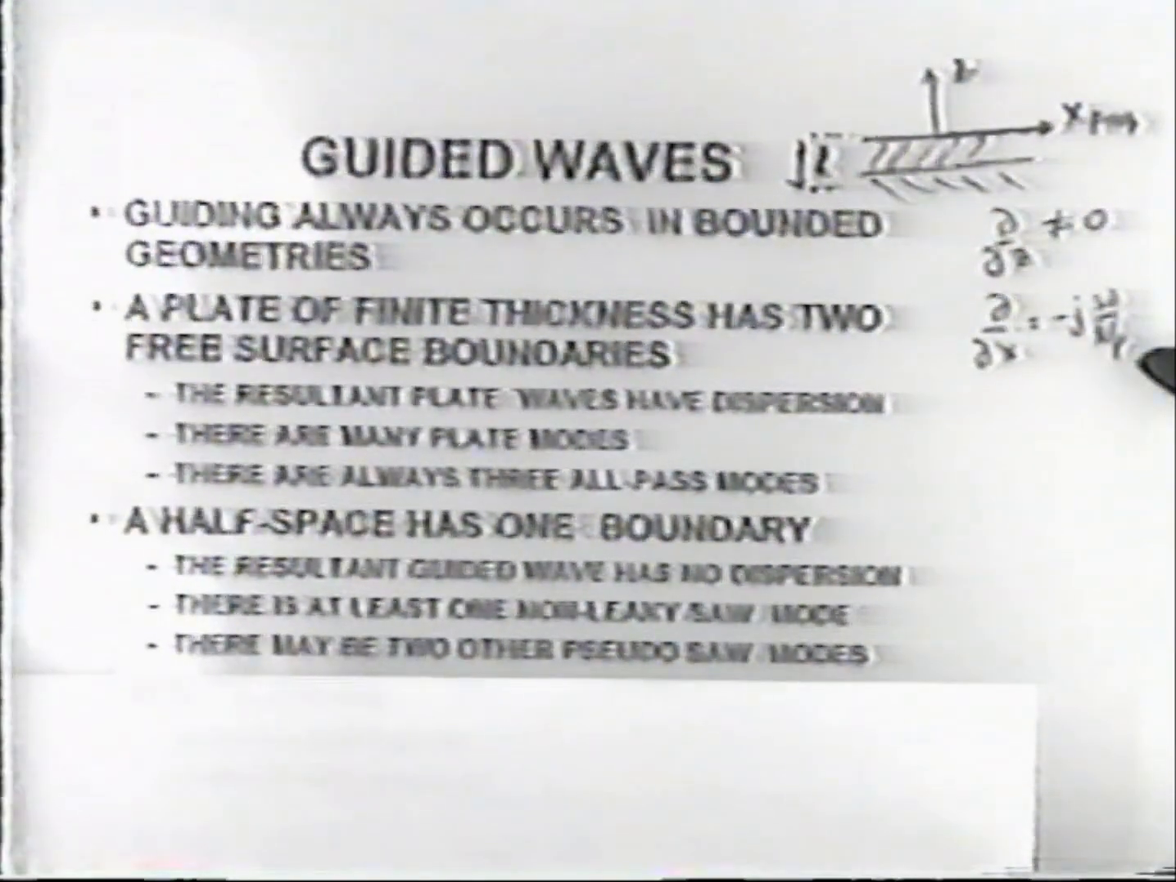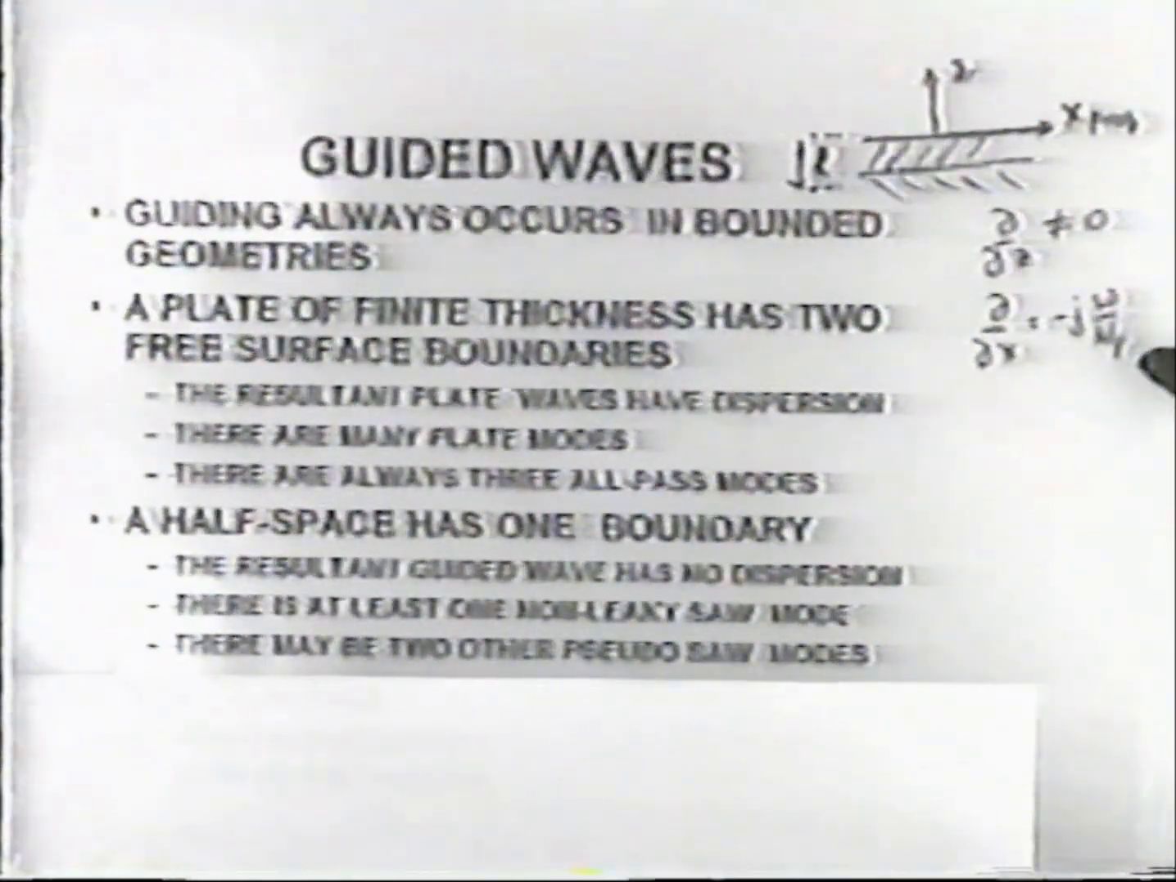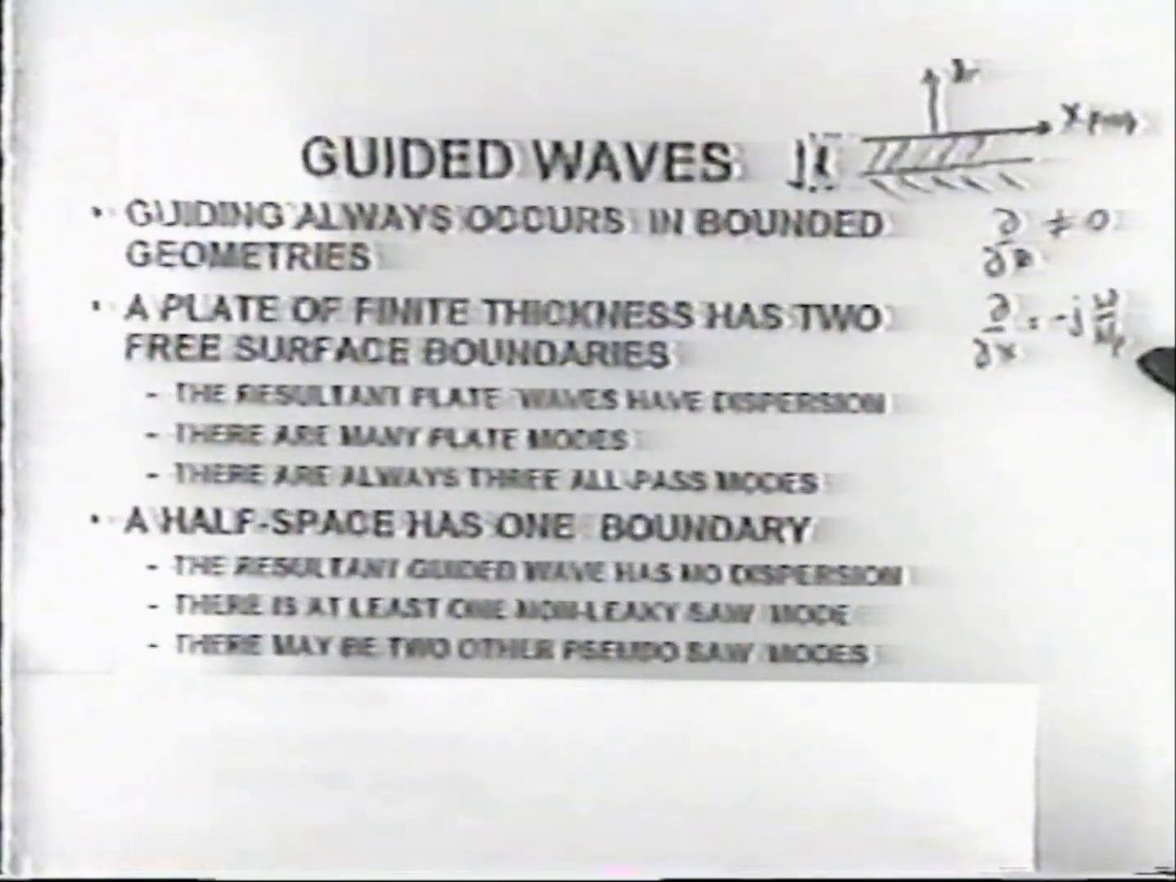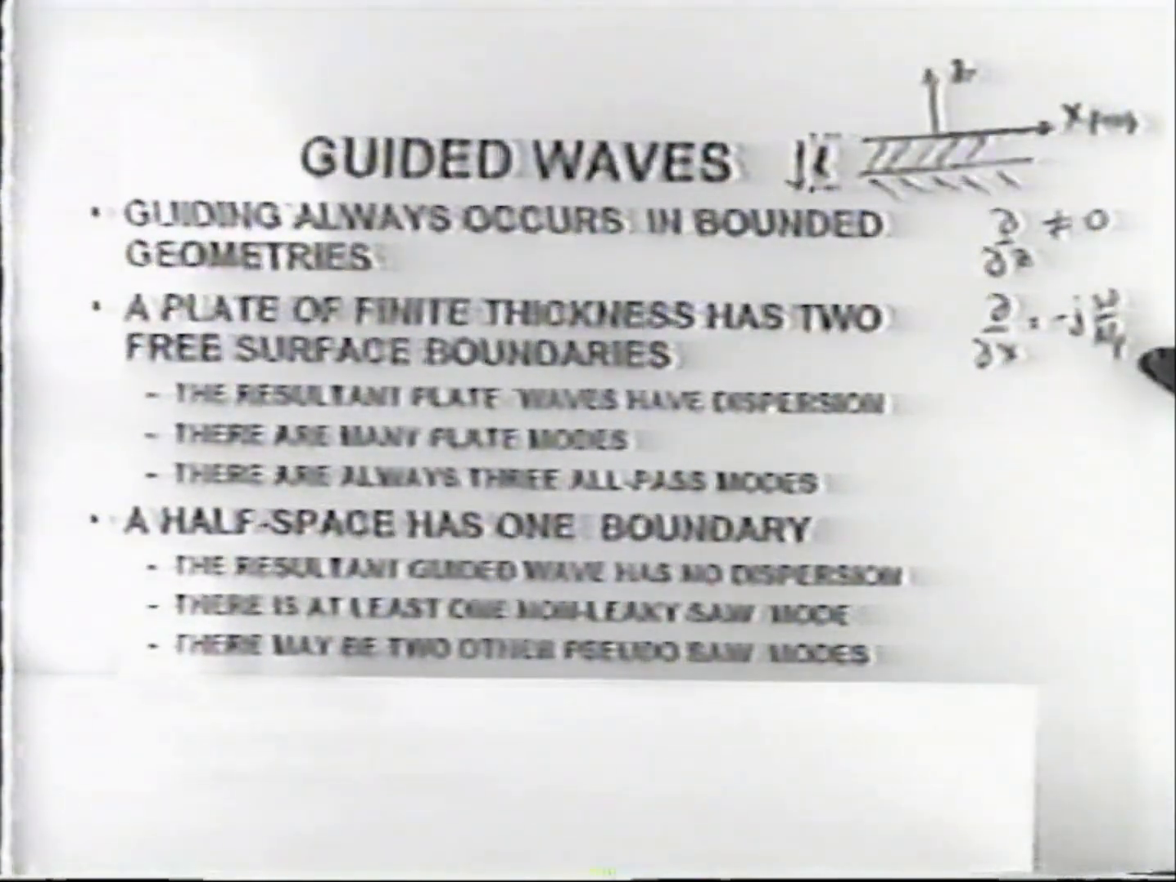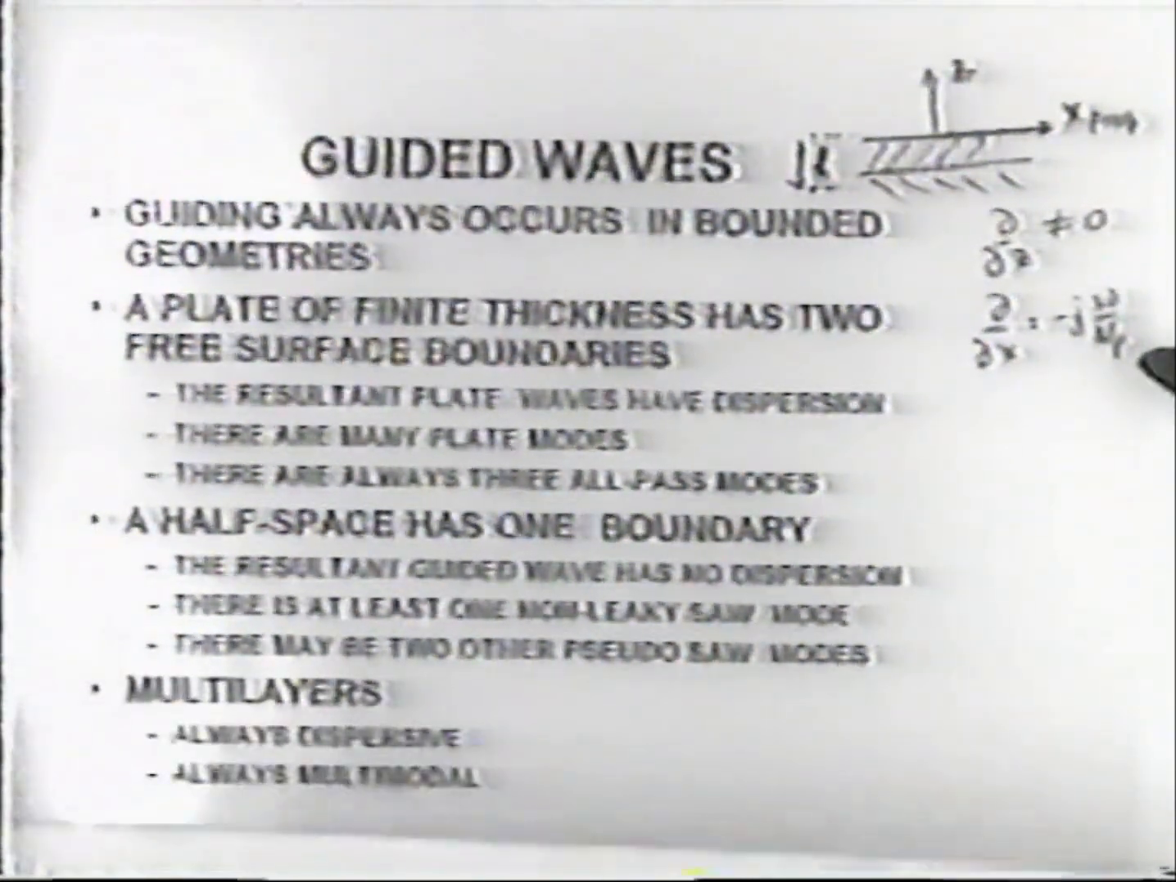Now, I want to say 2 additional things with respect to surface waves. In addition to the normal lossless, non-dissipative surface wave solution that exists, we find that there is at least one non-leaky surface acoustic wave mode. That's what we call the standard surface acoustic wave solution. But there may be 2 other pseudo surface acoustic wave modes. I'm not going to discuss pseudo modes today, and I will leave that to a later talk. But I do want to mention it over here.